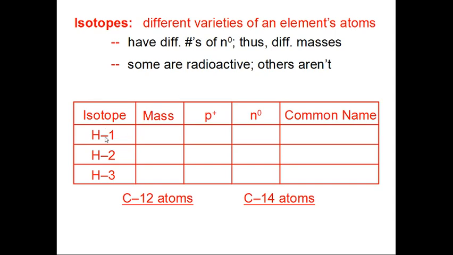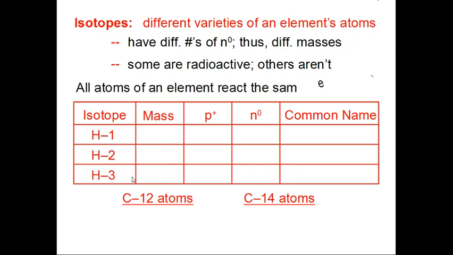So let's look at an example here. For hydrogen 1, anytime you have a number here, that's telling you the mass. So for hydrogen 1, its mass is 1. For hydrogen 2, its mass is 2. For hydrogen 3, its mass is 3. Oh yeah, and it doesn't really matter what an isotope is because it's still going to react the same chemically. And we'll talk more about that later.